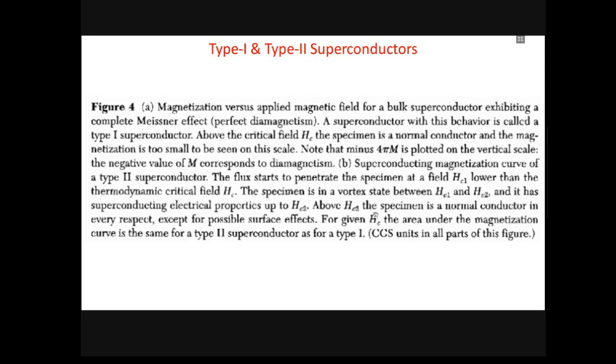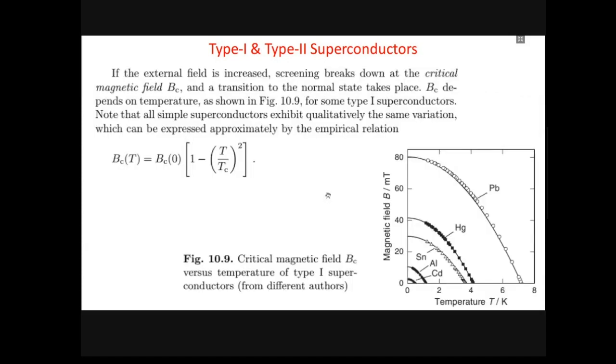Above Hc2, the specimen is a normal conductor in every respect except for the possible surface effects. For given Hc, the area under the magnetization curve is the same for type 2 superconductors as for type 1. So these are the discussions we were doing till now.